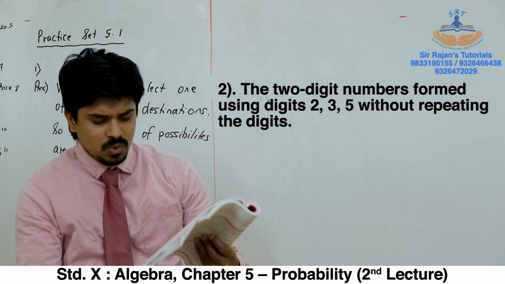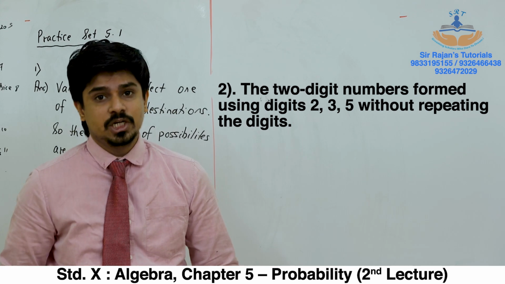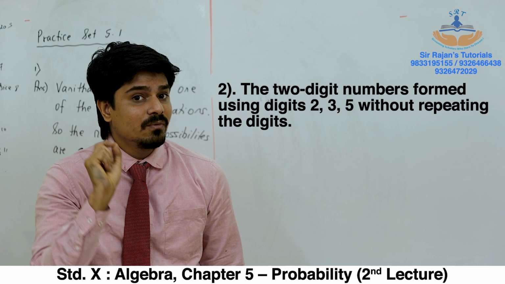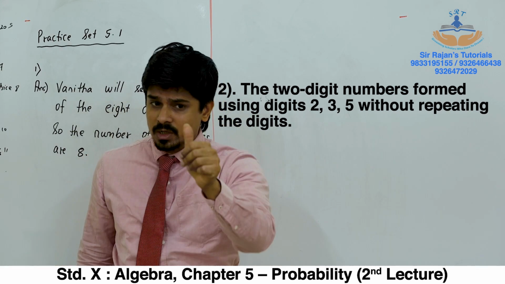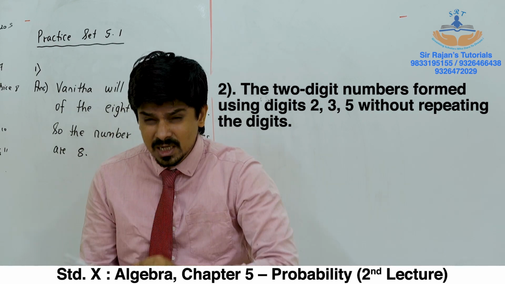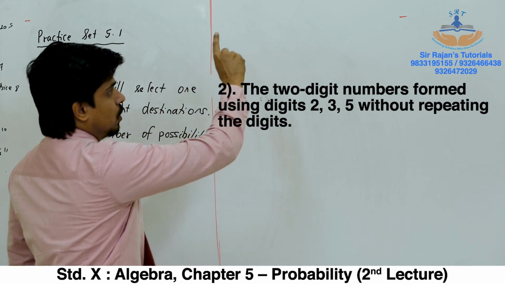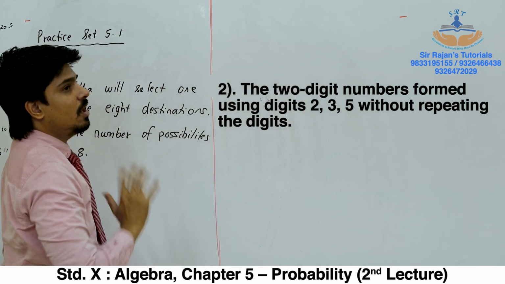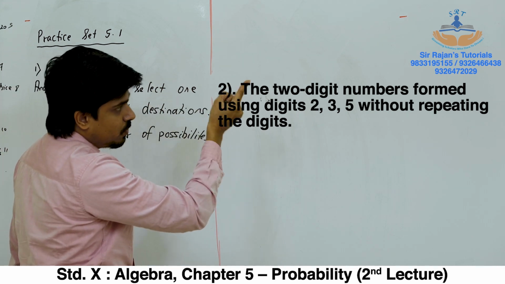2-digit numbers are formed using the digits 2, 3 and 5 without repeating the digit. अभी मेरे याद है मैंने बताया था whenever 2-digit number is formed, there are 2 possibilities that they will talk about. Repetition is allowed, repetition is not allowed. Here it is clearly written that digits are not to be repeated. So 2, 3, 5 क्या होएगा? 2 के साथ में 3, 23. 2 के साथ में 5, 25.